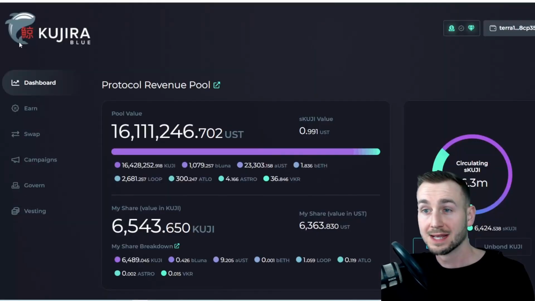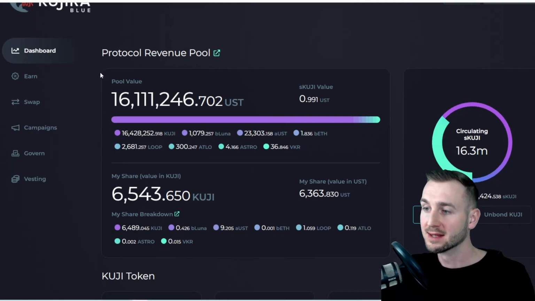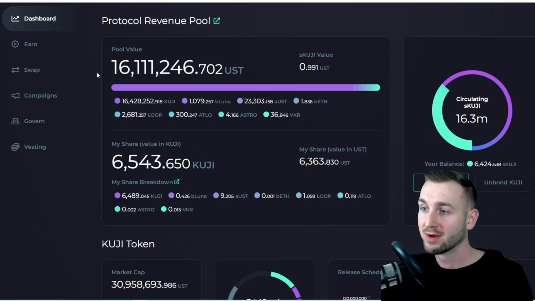So let's have a little look at Kujira Blue here. Now we understand the fees, this shows us exactly where the protocol revenue is going. So currently in this protocol, there's around 16.1 million USTs worth of value broken down into these varying assets, as you can see on screen here. And then you can see your individual share. So I've started to stake some Kuji in here, and bear in mind, this portal's only been open for around 24 hours. You can see the breakdown of tokens I'm accruing here. And as more assets get added to the pool, I'm going to get my fair share of that.